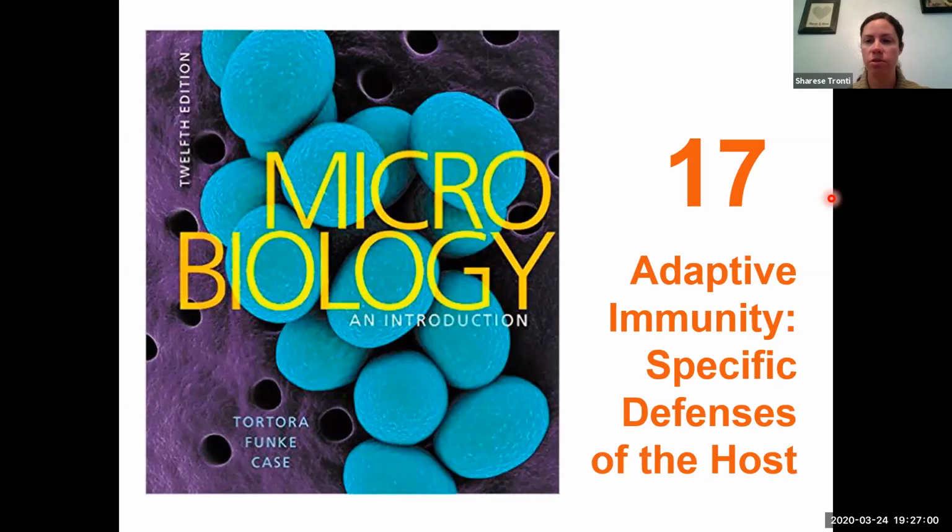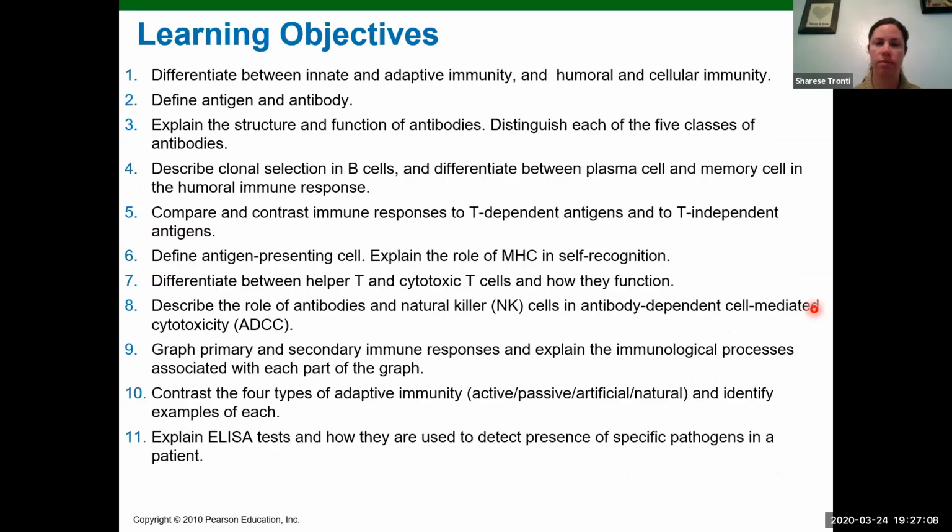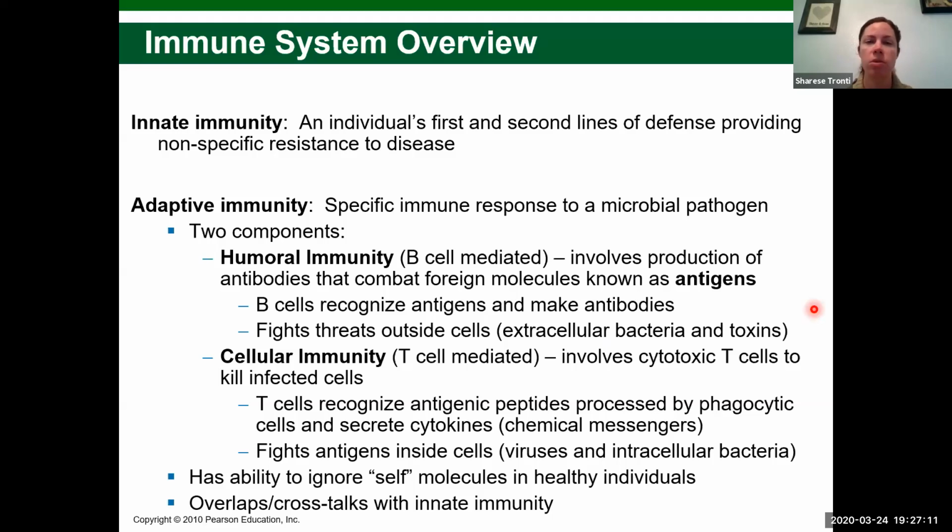Okay, so welcome to Chapter 17 on adaptive immunity. As a review, there are two main aspects to the immune system. The innate immunity, and that's what we went over before in our last lecture, refers to all of the non-specific defenses against diseases. The other aspect is adaptive immunity. That's what our lecture today is going to be focusing on. Adaptive immunity is the specific immune defenses against a specific pathogen.